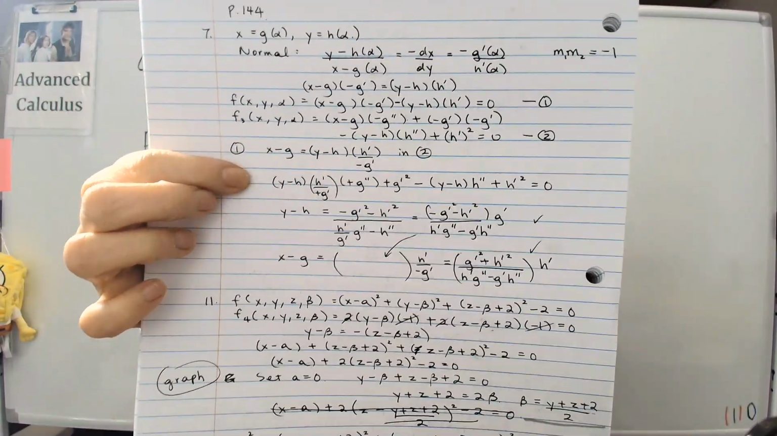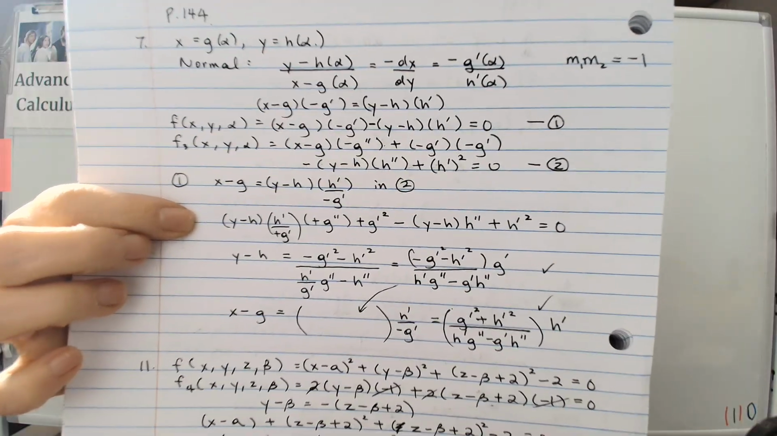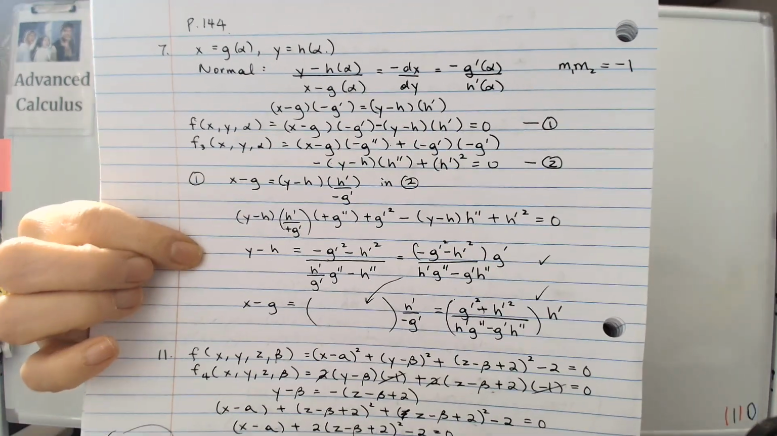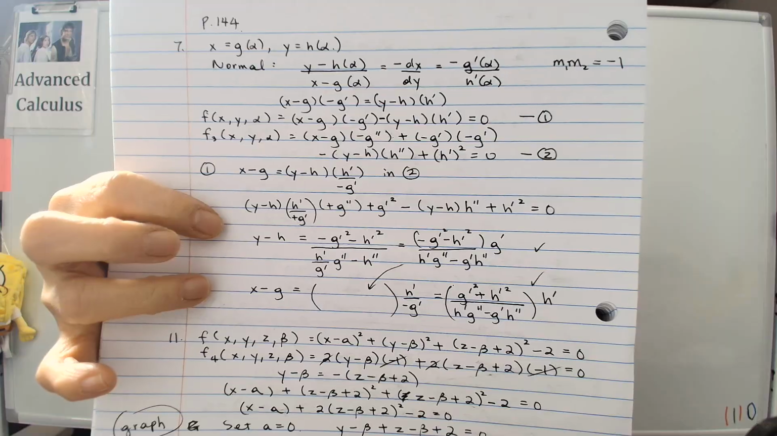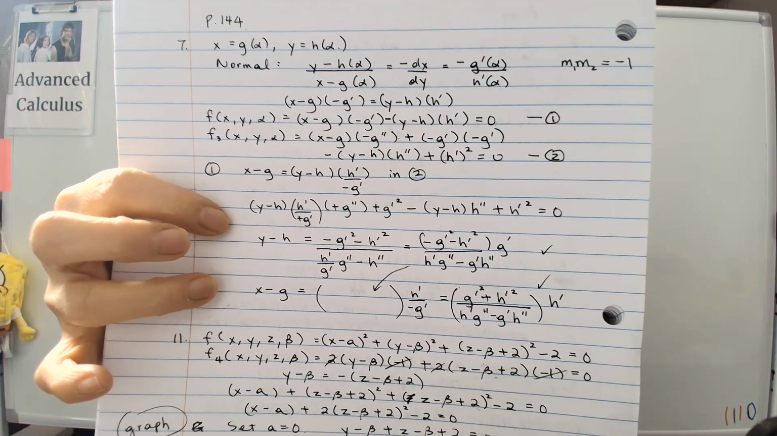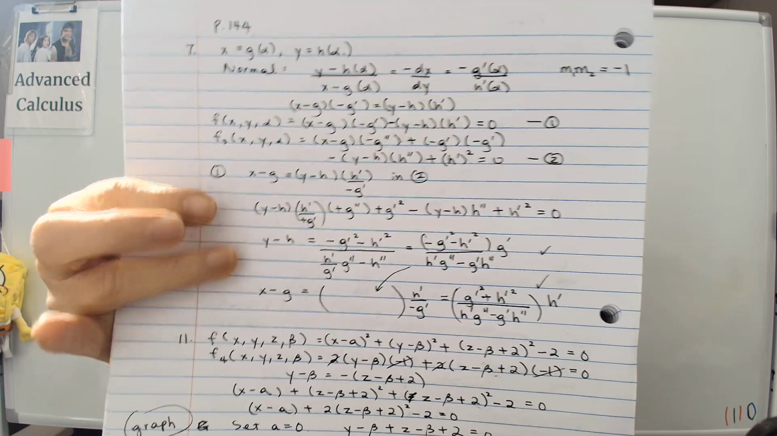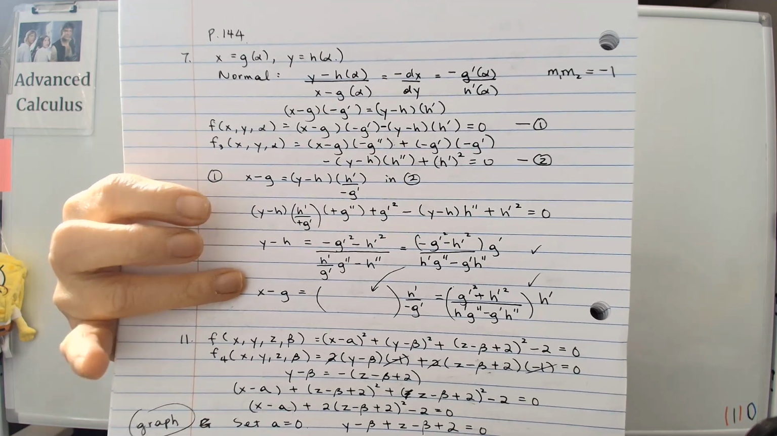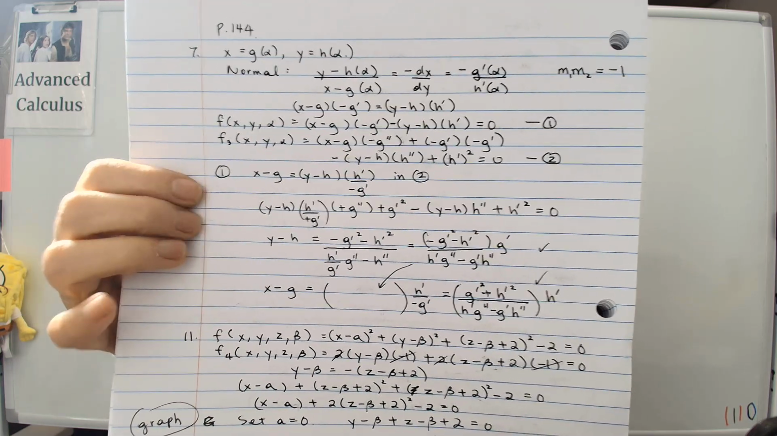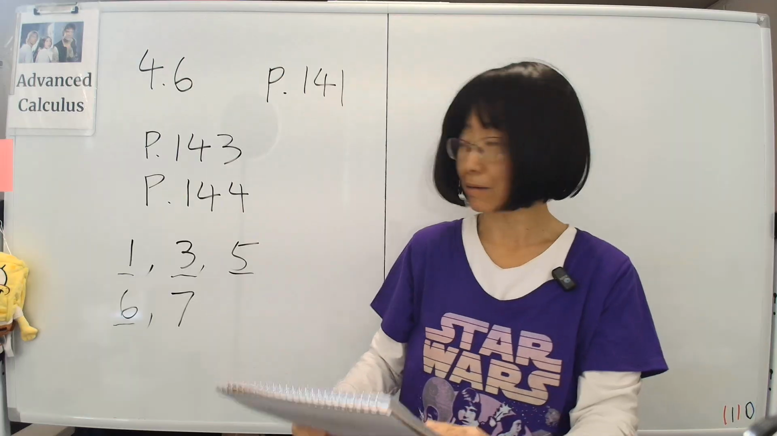So then after some manipulation, I was able to get everything to come out correctly. Now, problem 7 has an answer at the back of the book, and this does check out. They don't look exactly the same, I think, but they do check out if you look at them closely. So this is correct. So that's problem 7.